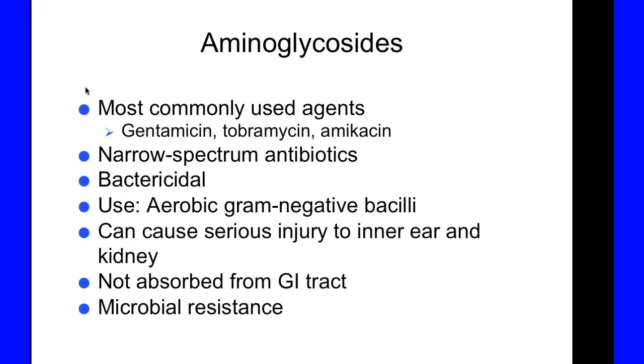Aminoglycosides: gentamicin, tobramycin, amikacin. You may see gentamicin, you may see tobramycin. You might not see amikacin too much, unless you work in specialty areas like transplant units. You may see all of these other types of antibiotics. This one's a narrow spectrum antibiotic. It's very specific. It's used for aerobic gram-negative bacilli.